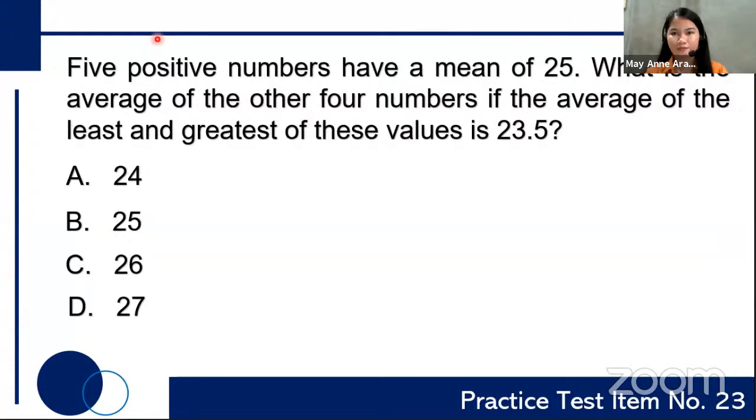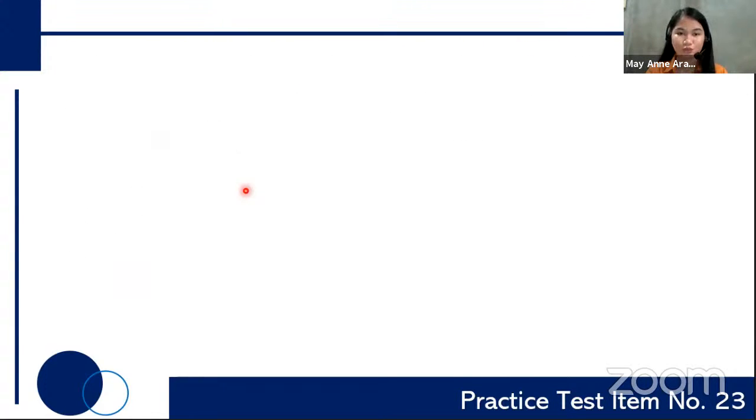May nagsagot ba? May nag-join. O, diba? 5 times 25. Tapos, given naman yung average nung least and the greatest, sa first value and the last value, which is 23.5. You can also get the sum for that. Diba? So, makukuha nyo na yung average ng dalawa. So, malalaman nyo na yung average nung 4 numbers. At, wait lang, 3 numbers to. So, subtract nyo lang yung sum ng 2 values from the sum of the other 5 numbers.